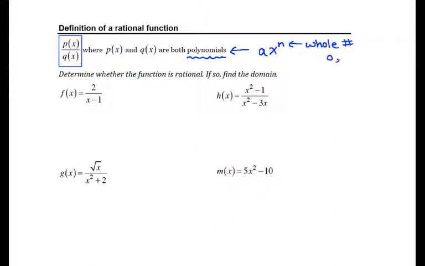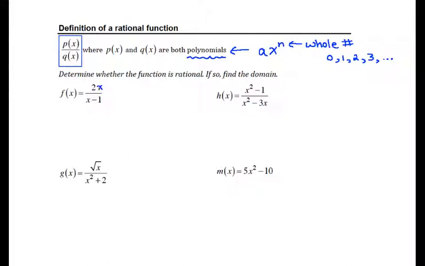So that power has to be a number like 0, 1, 2, 3, etc. We can't have any fractional powers. We can't have any negative powers in a polynomial. So looking at our first function here, f of x equals 2 over x minus 1.